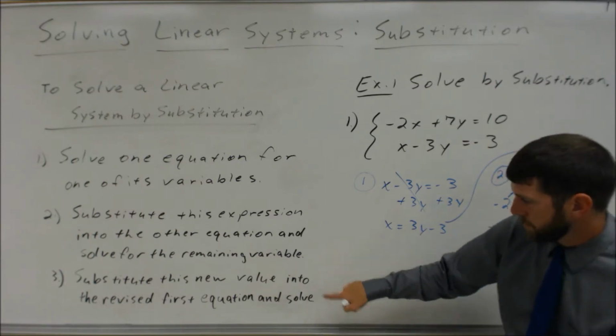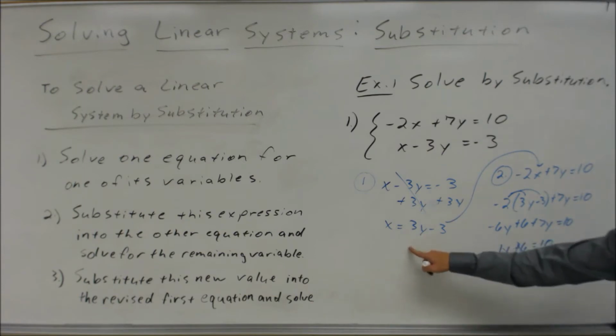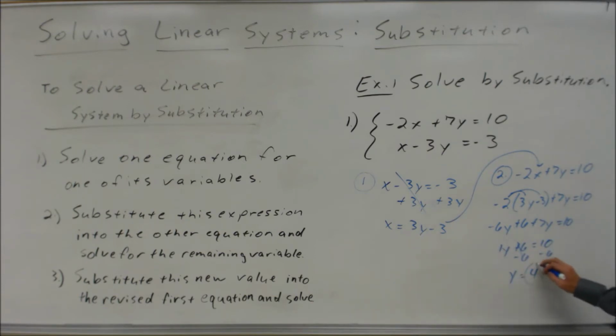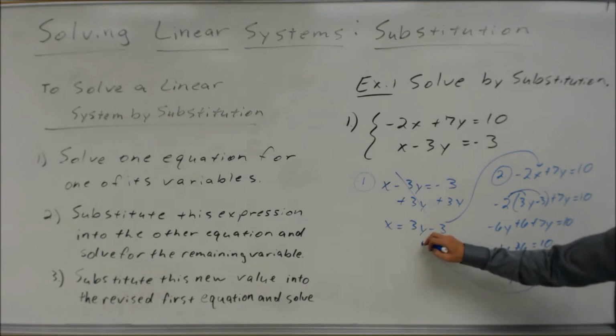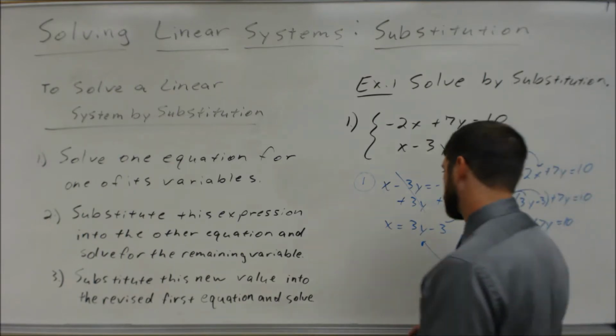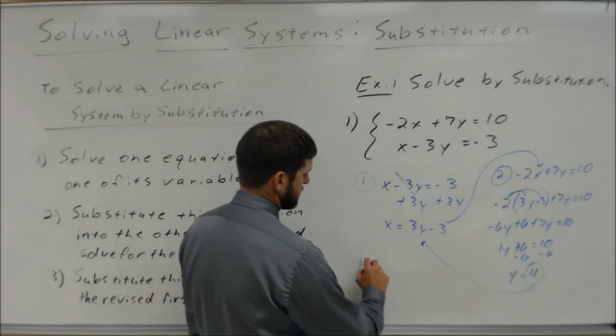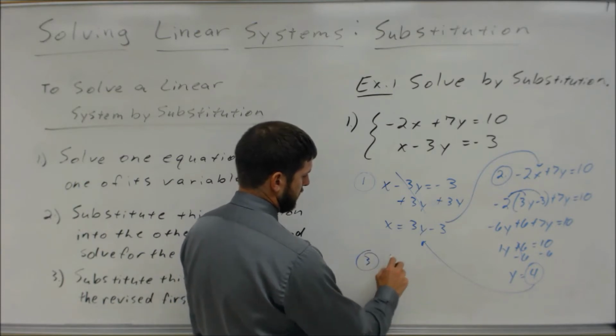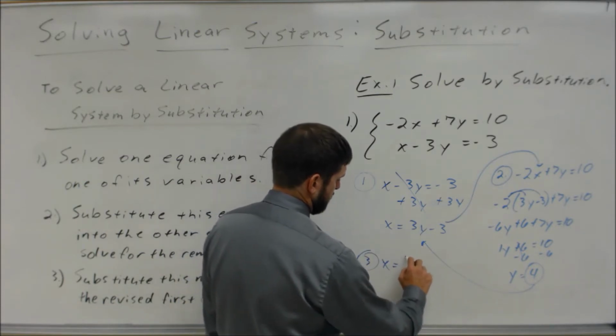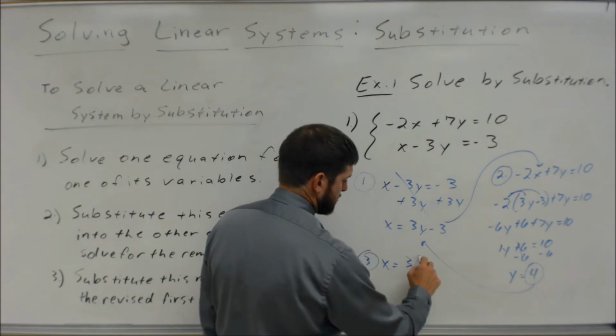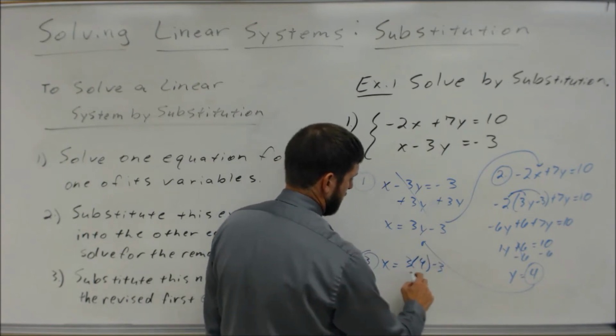And we'll go to the last step. Substitute this new value back into this equation over here. So I know y is equal to 4, so it's going to go right back in over here where the y was, because I need to now know what x is. So step 3, x is equal to 3 times, not y anymore, now it's 3 times 4 minus 3.